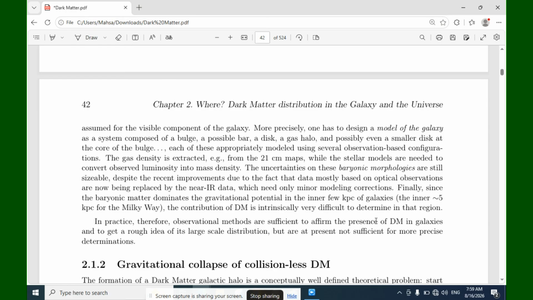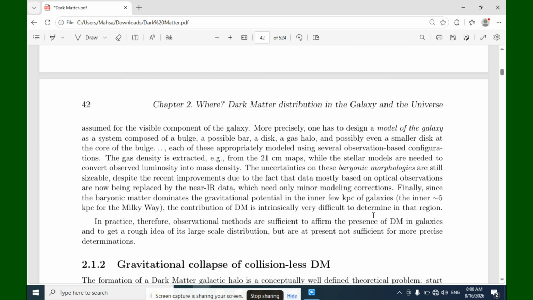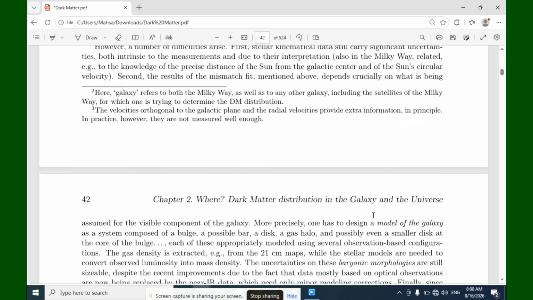In practice, therefore, observational methods are sufficient to affirm the presence of dark matter in galaxies and to get a rough idea of its large-scale distribution, but are at present not sufficient for more precise determinations. The next is gravitational collapse of collision-less dark matter.